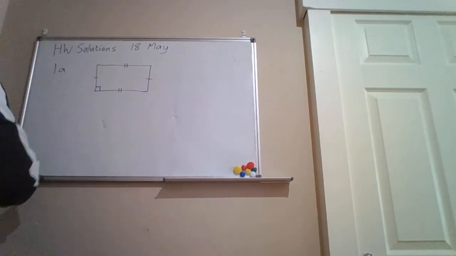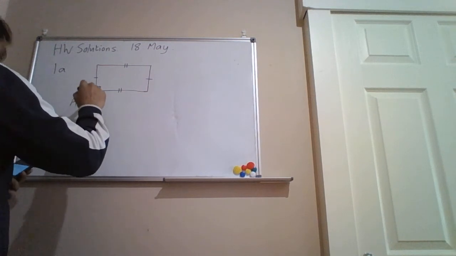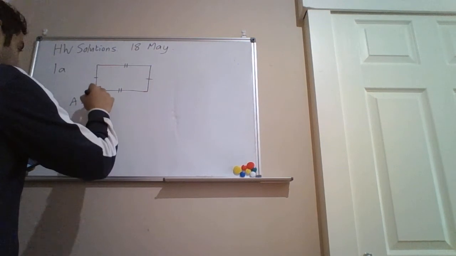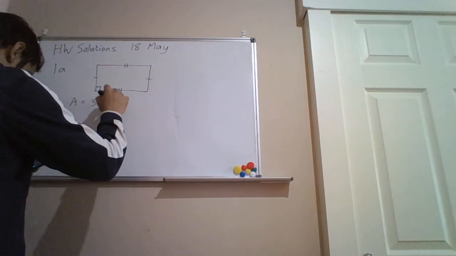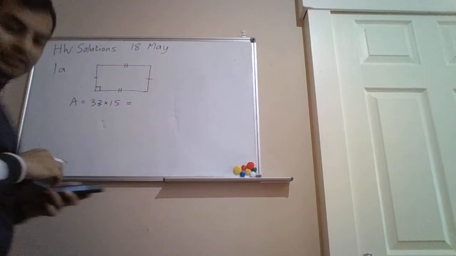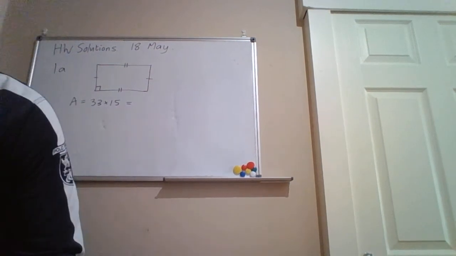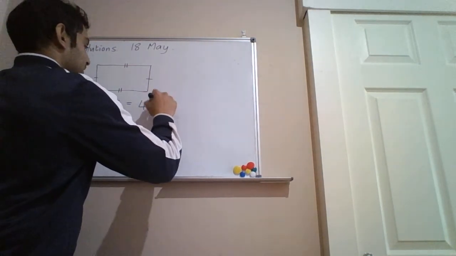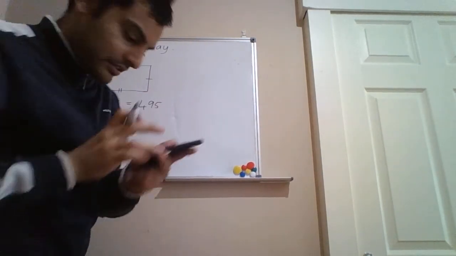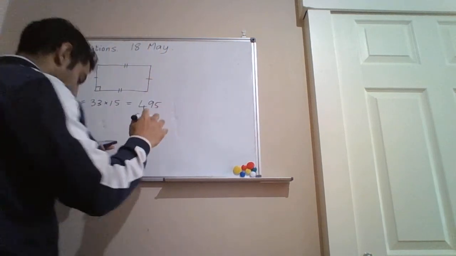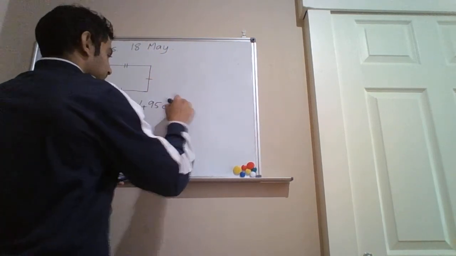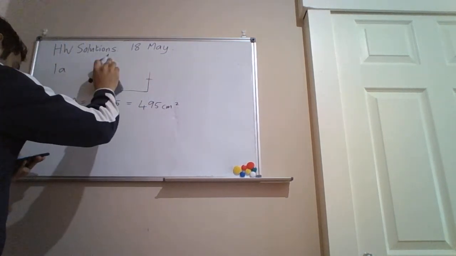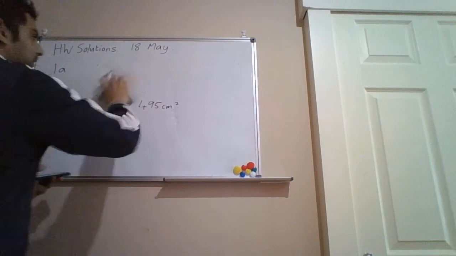So the area equals base times height. I'm not going to rewrite that formula. It's going to be 33 times 15. 3 times 15, 495. And our unit, my eyesight is terrible, I'm getting old, 495 centimeters squared. Okay, next question looks like a square.